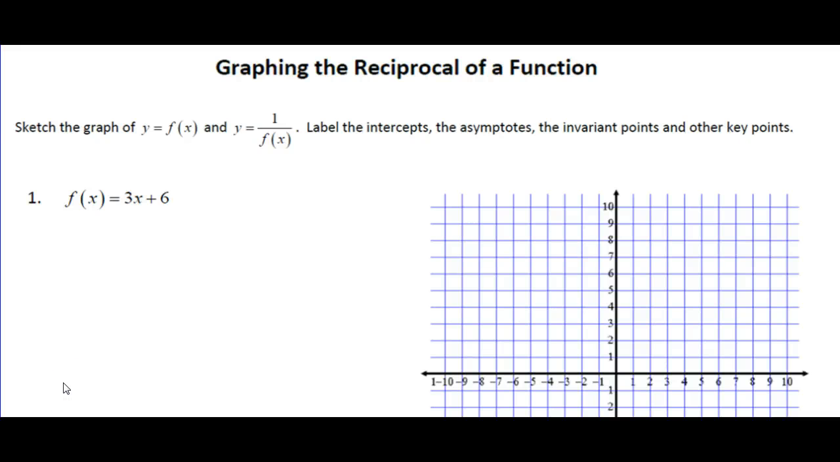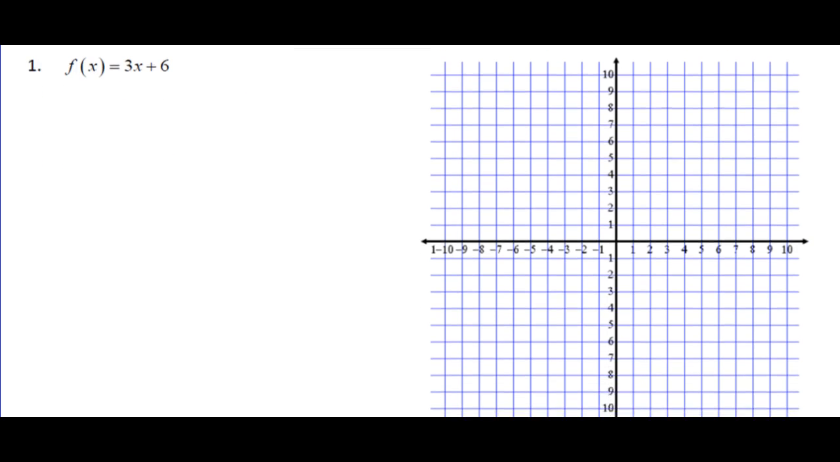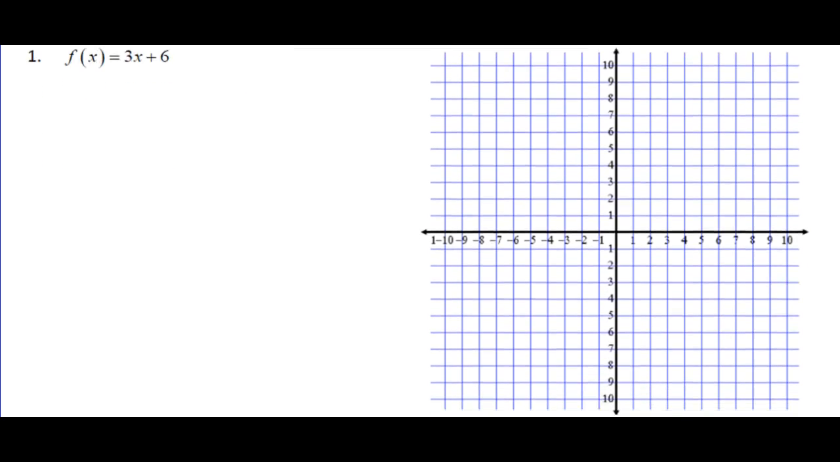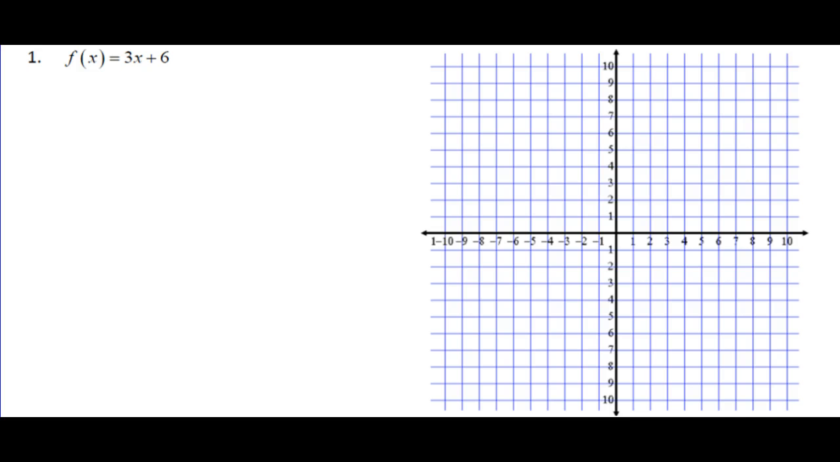Okay, so the idea is, given a function, we need to sketch the graph of the function and its reciprocal, labeling the intercepts, the asymptotes, the invariant points, and other key points, right? So we want to be pretty systematic about this. The question is, how are we going to go about doing this? The first thing is, well, we know we have to do the reciprocal, right?